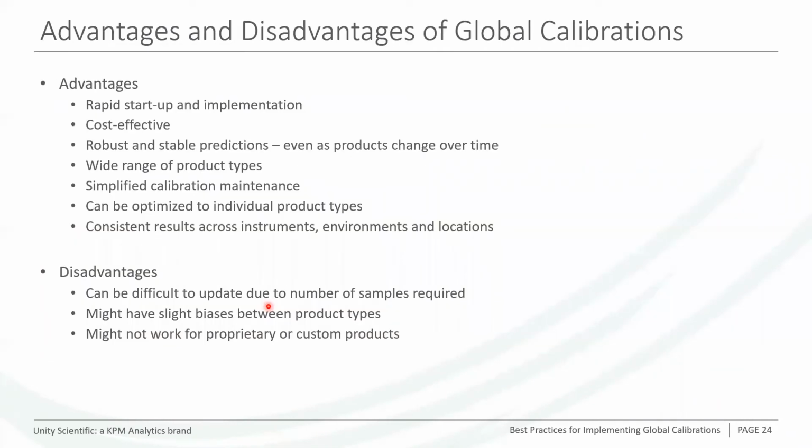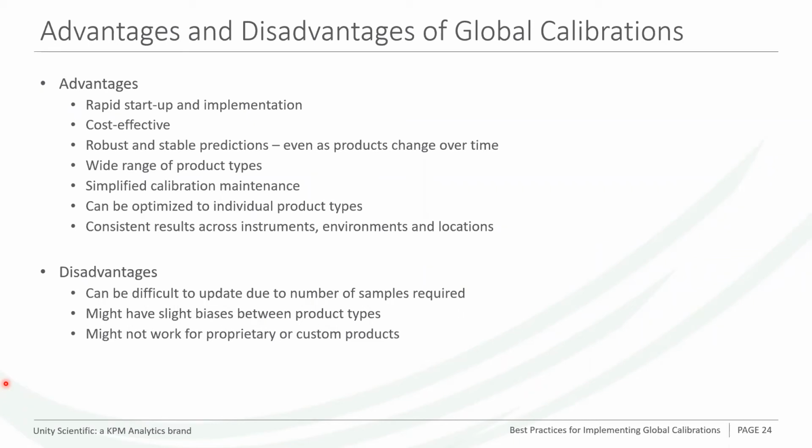So there's no silver bullet. There are always advantages and disadvantages to anything in life or in an analytical situation. So I've put together this list of advantages and disadvantages that I see. Some advantages: very rapid startup and implementation of global models. They're virtually turnkey outside of the validation I just described, but they're ready to use when they arrive. It's a very cost-effective way of purchasing and using calibrations, especially across a wide range of product types.